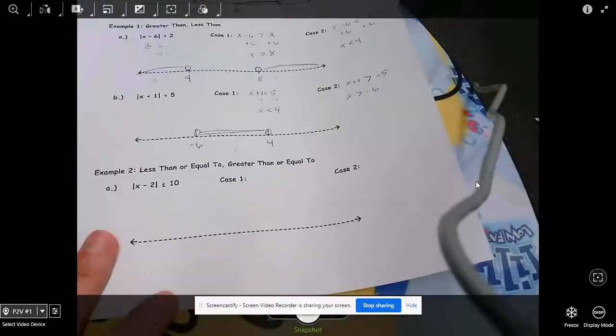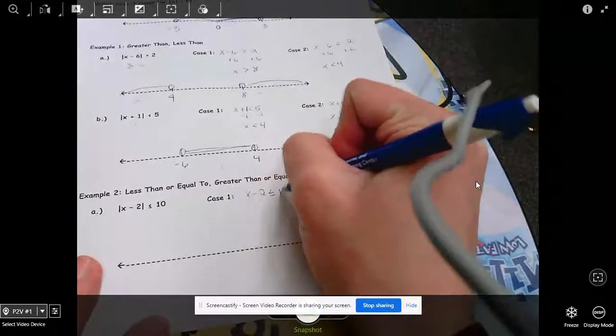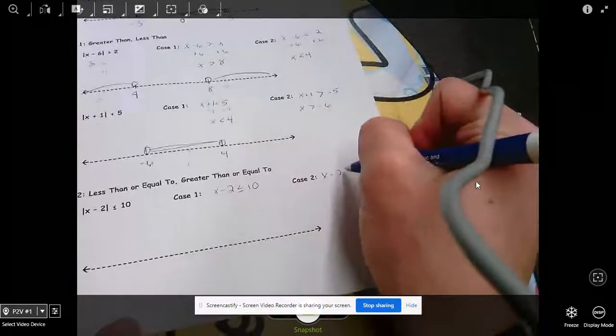All right. Now it's the same thing again, but we're using equal to. So it's just more practice. So you write like normal, and then you flip the sign when you're negating because the direction changes on the number line.